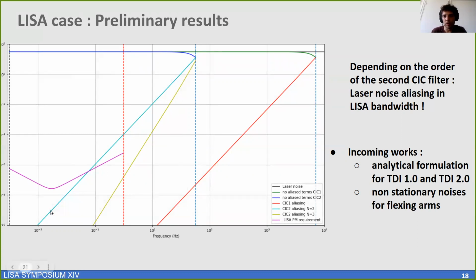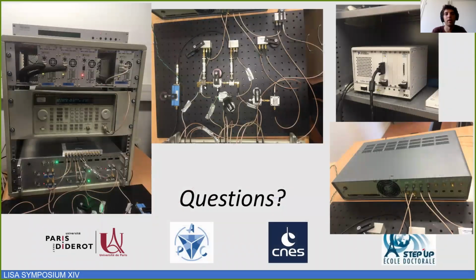This is just the aliasing and not the coupling with TDI, as I showed you in the other slides. But the upcoming work will be to have an analytical formulation for the coupling of this effect for LISA in the case of TDI1 and TDI2, and then to study the non-stationary noises for the flexing arm in LISA case. Thank you. If you have questions, you can send me an email.